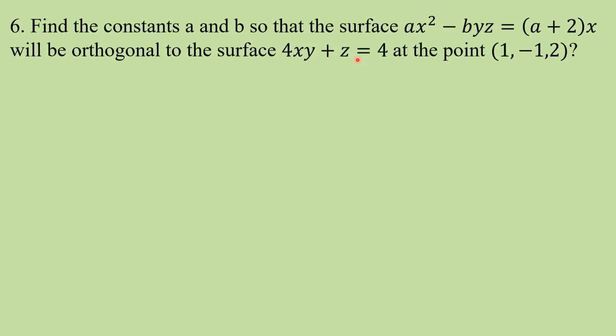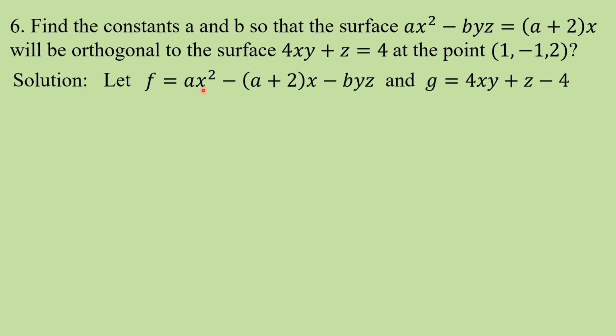So the condition is the dot product between the two normals must be equal to 0. So we first find the normal to surface 1, I call it f, and the normal to surface g. So del f and del g, once I get that at the point (1, -1, 2), we can apply the orthogonality condition, that is del f dot del g equal to 0, so that I can get the values of the unknowns. So let me now take f equal to x square minus (a plus 2) times x minus byz, and g is 4xy plus z minus 4.